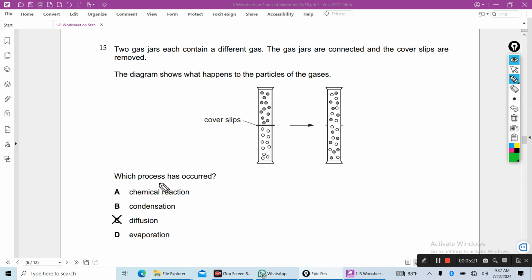So which process has occurred? Here chemical reaction is wrong, condensation wrong, evaporation wrong. So this process name is diffusion, gas particles move. 15, C is the correct answer.